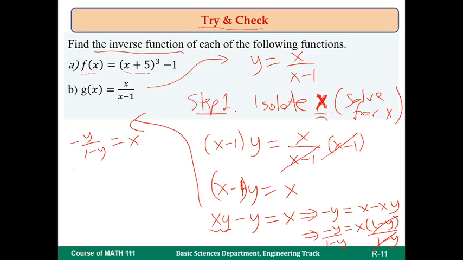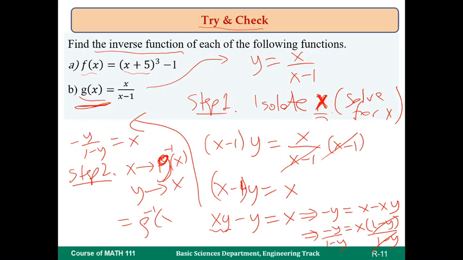Then step 2: x should be replaced with f inverse of x, no, g inverse of x here, because it was g here. And then y should be replaced by x, so g inverse of x will be equal to minus x over (1 minus x).